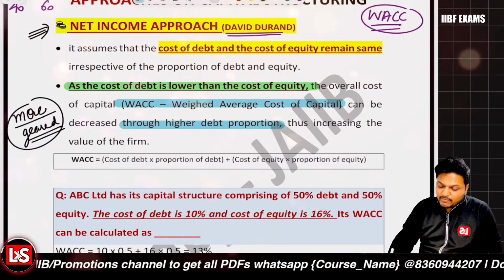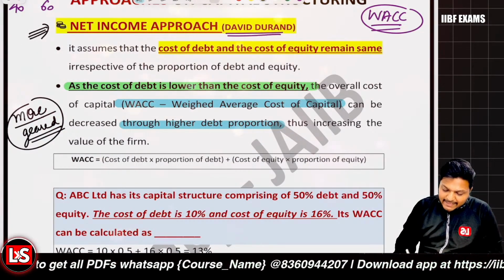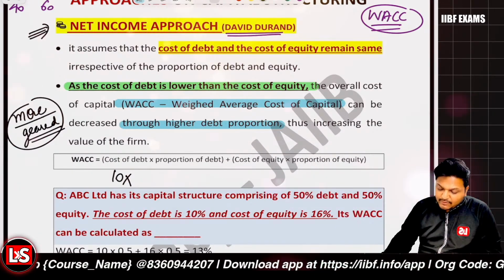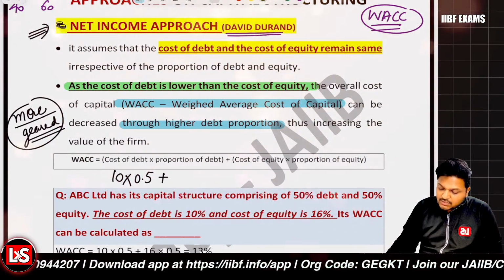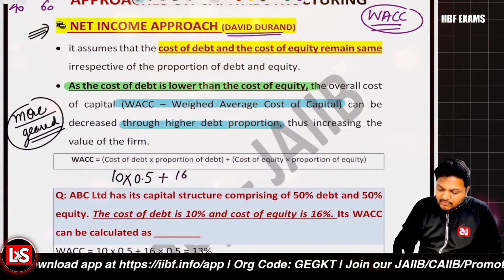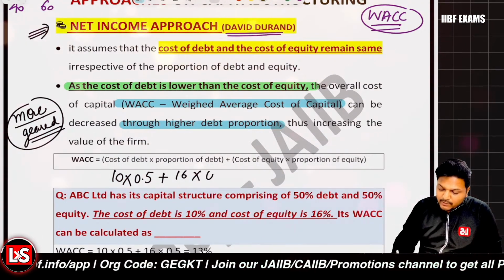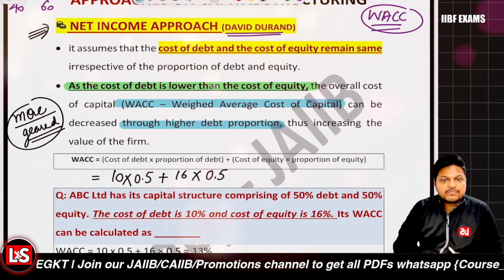Its WACC would be equal to what? Cost of debt is 10%, so it is 10, multiplied by the proportion of debt, which is 50%, so 0.5, plus cost of equity is 16, so it will be used as it is, and for the proportion of equity is 50%, so 0.5. So this would be your WACC.